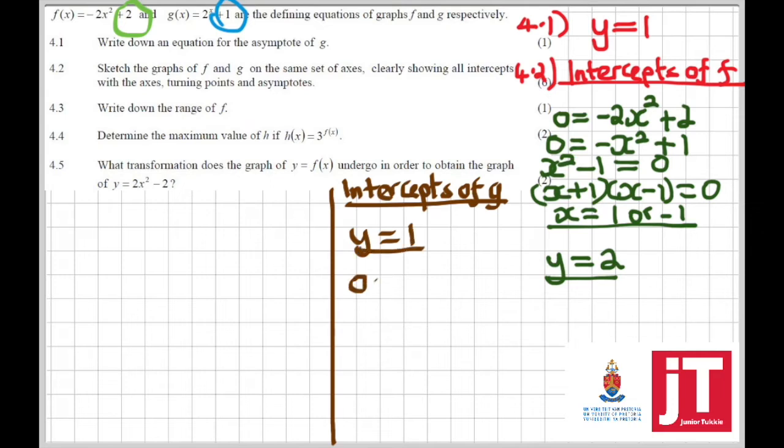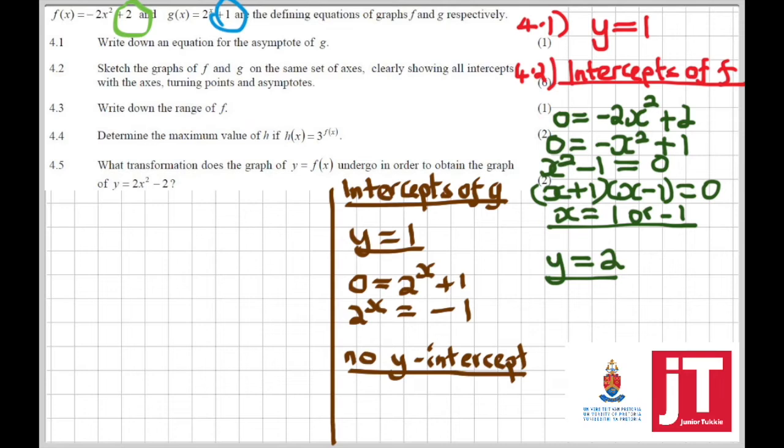To get the x-intercept, we say 0 is equal to 2 to the power x plus 1. If we move the positive 1 to the other side, we get 2 to the power x is equal to negative 1. We can't solve that exponential equation. Therefore, the conclusion is that we do not have an x-intercept for that exponential graph.